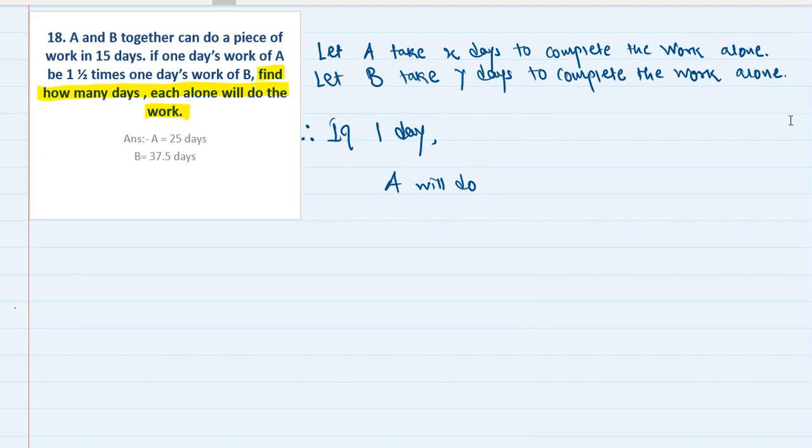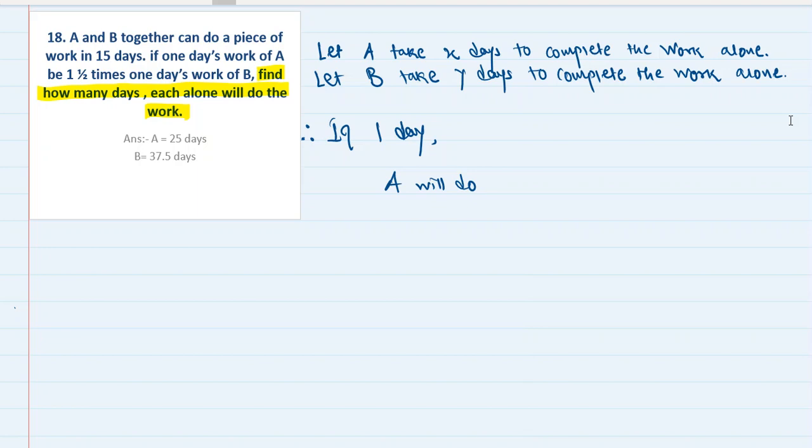You have to ideally distribute the work among all the days. So if on the first day he is doing 1 by 7 of the job, and on the second day 1 by 7 of the job, like that he will complete the whole job, that is one job, in 7 days.